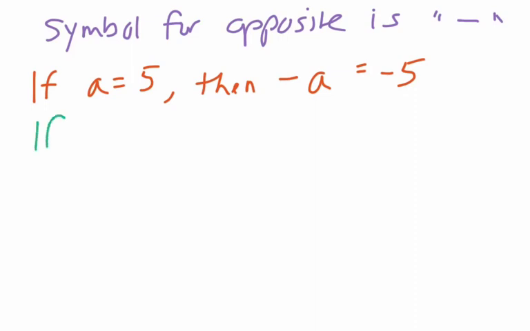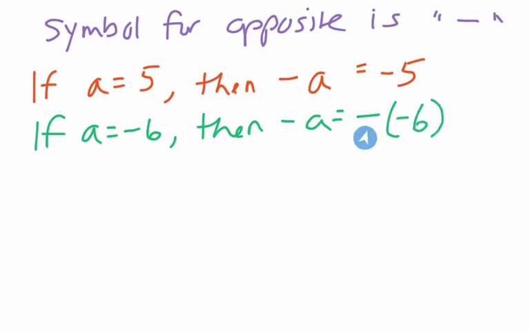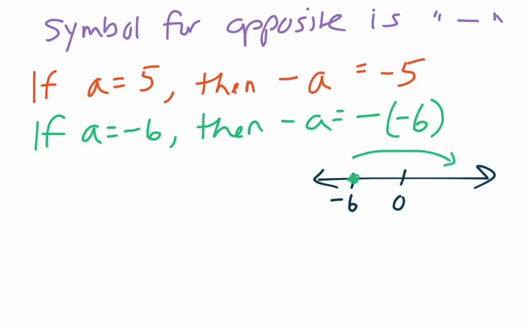If A is equal to -6, then the opposite of A is the opposite of -6. But what's the opposite of -6? Here's 0, here's -6. What number is on the opposite side of the 0, but the same distance away? You might think that would be 6. So the opposite of -6 is 6. So that double negative is like the opposite of the opposite. It takes a little bit to get your head around that.